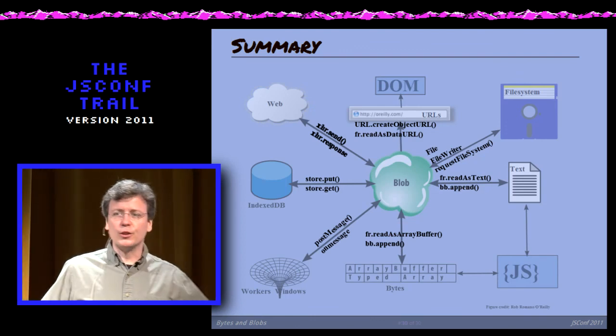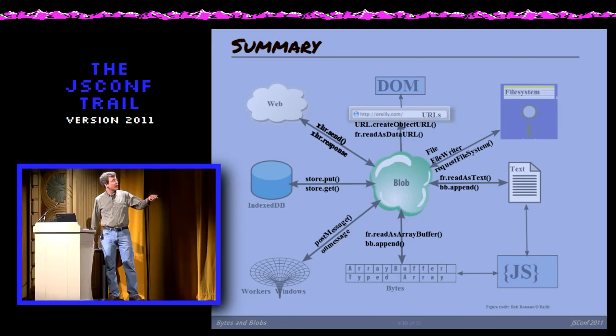postMessage and onmessage just work with blobs. You can store blobs to the IndexedDB if you want to go there and figure that API out. And that's all I've got.